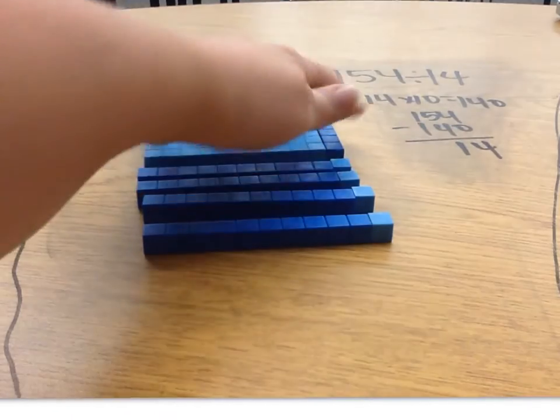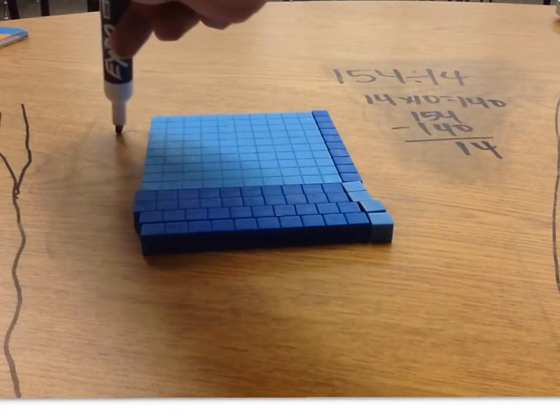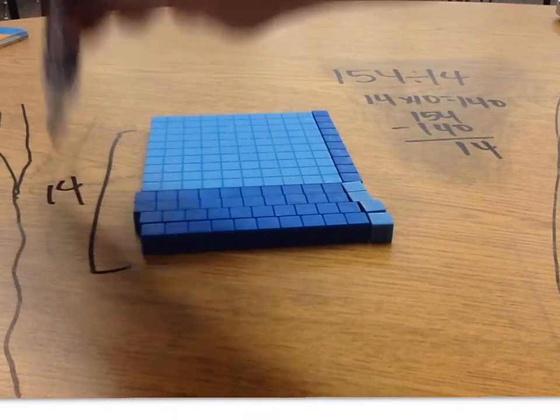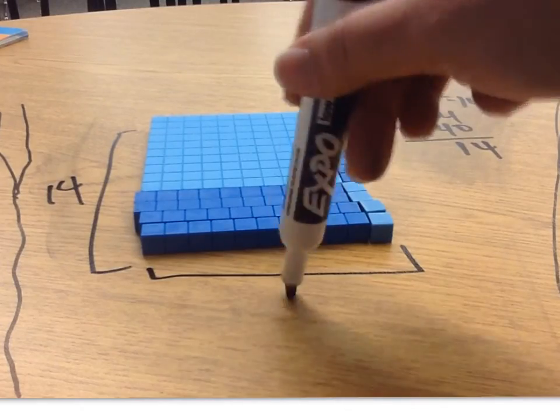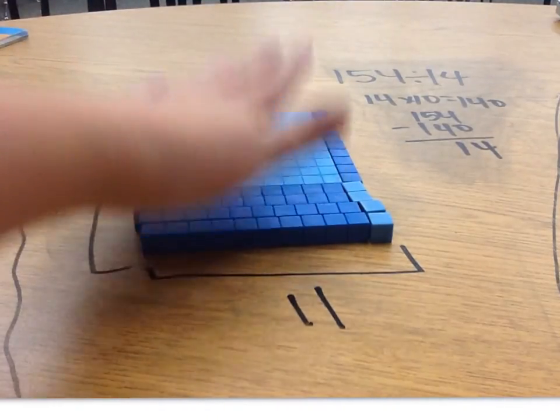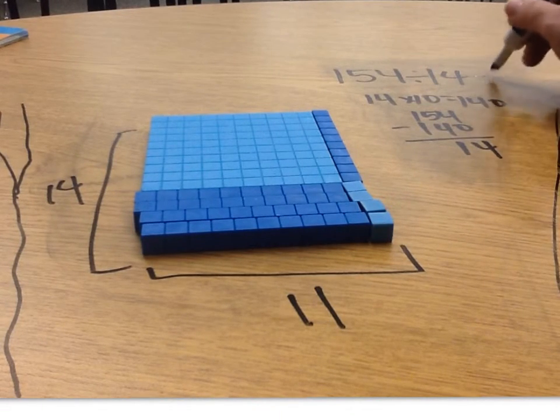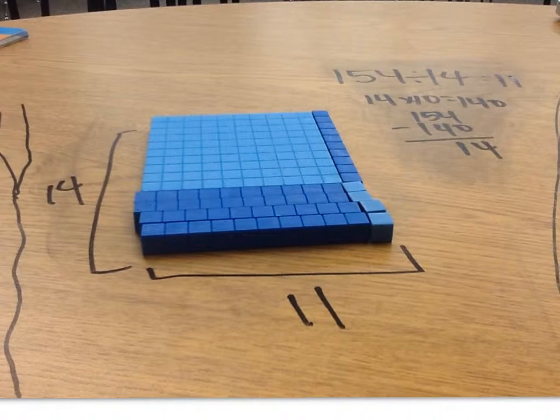We can also think about this as an array. So right here is 14. Right here is 11. 11 times 14 is 154. Inverse operation of that, 154 divided by 14 equals 11.